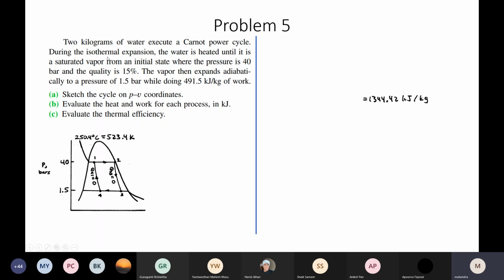As per this particular problem, this is our cycle. We have added it over here. Fine. So now let us shift to part B.